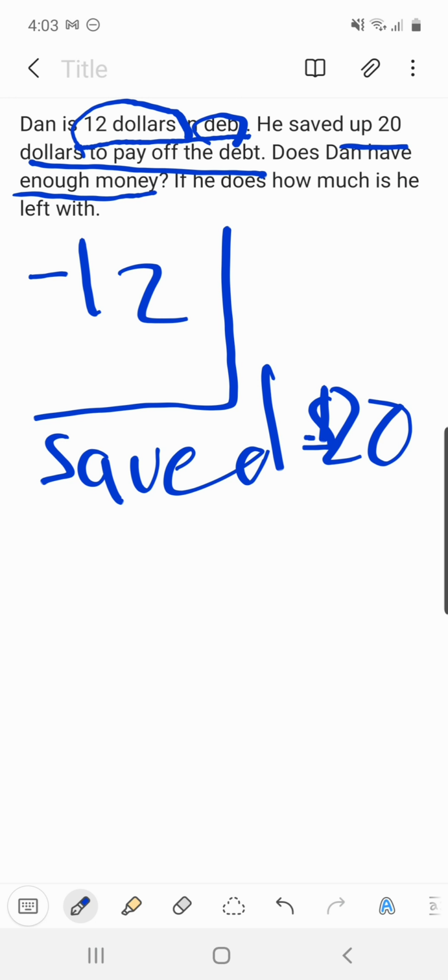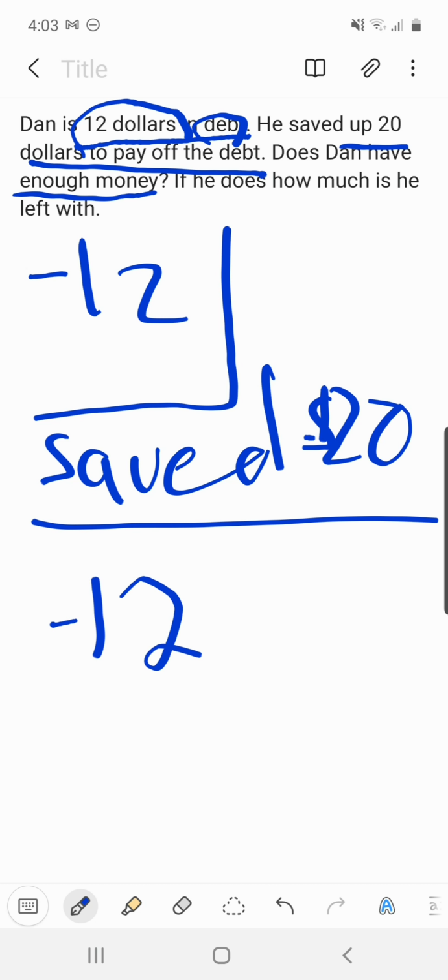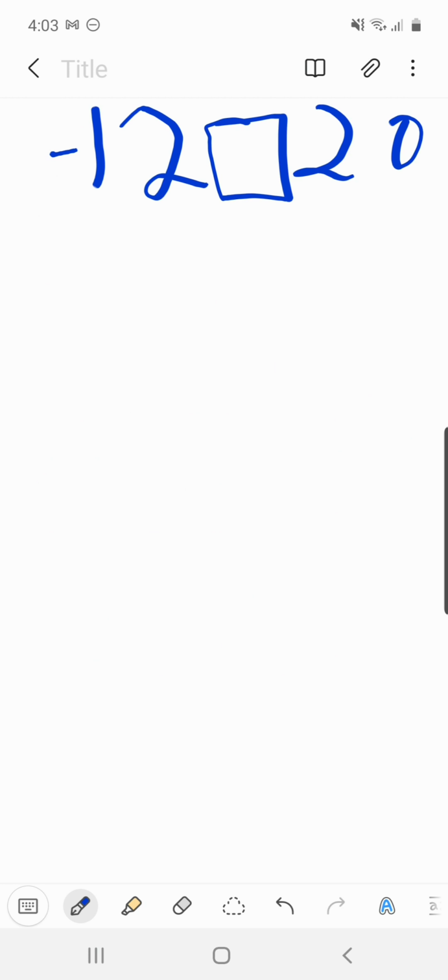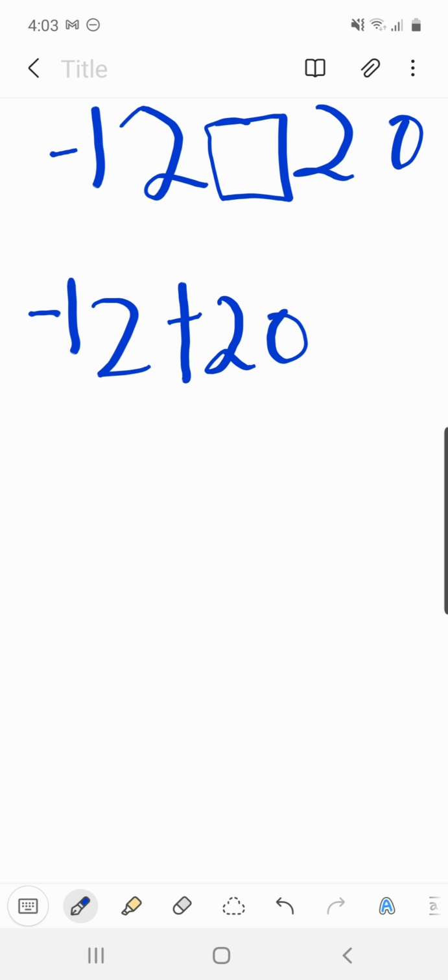Now, I can write this as an equation. I mean, as a comparison. So 12, and then we put 20. Now we have to find out if 12 is less than or greater than the amount. If he's in debt, that's 12, and he saved up, so we want to add it to see if there's going to be enough money. The reason we're going to add it is because we want to see if it's enough money, and if we get a negative number for the answer, that means that it's not enough money.